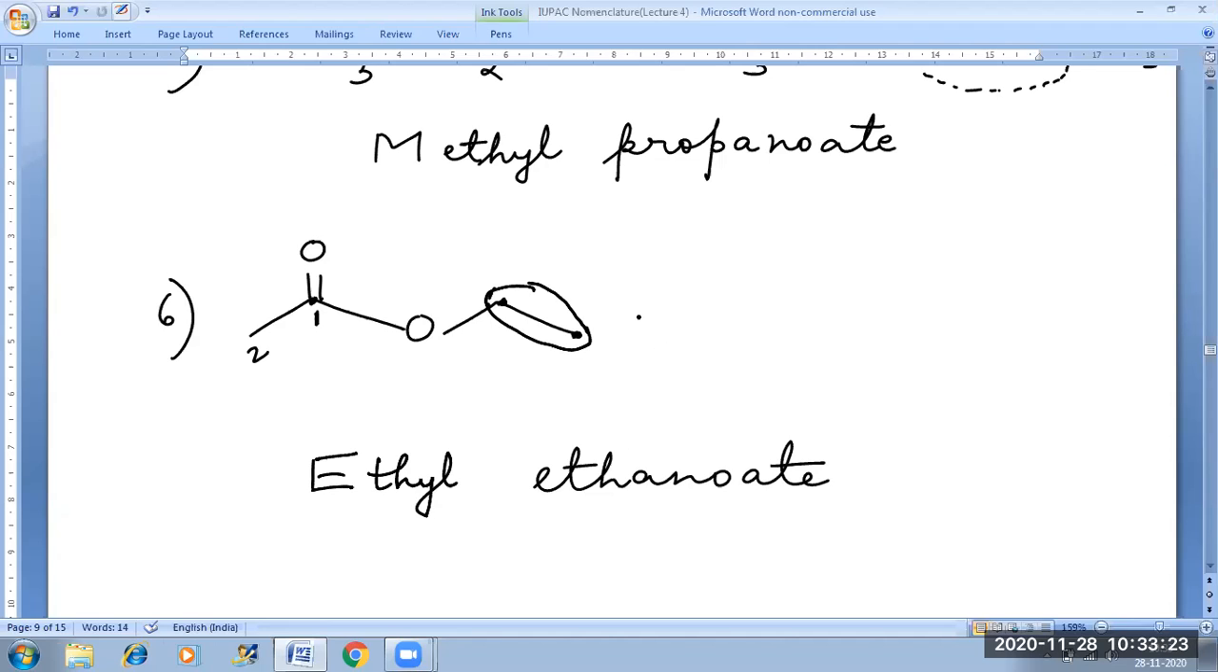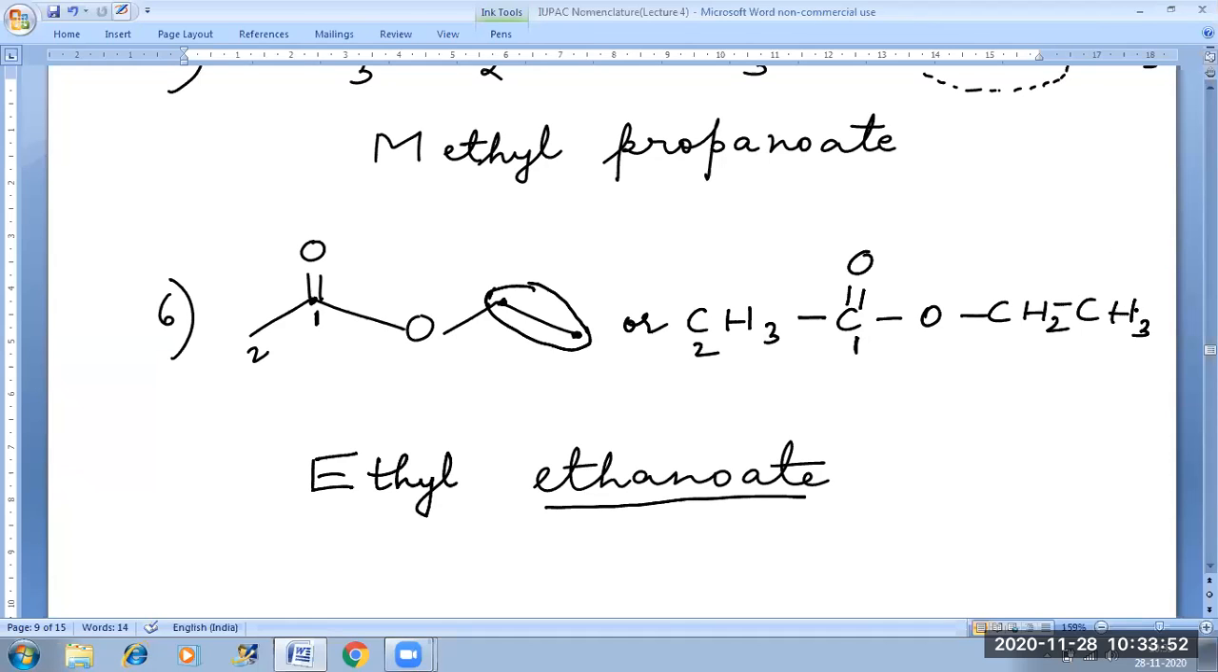So this entire thing can be written as this. So this is 1 and this is 2. And so I wrote ethanoate. After oxygen, it is CH2, CH3. That is ethyl. So I wrote ethyl before. So the full name is ethyl ethanoate.